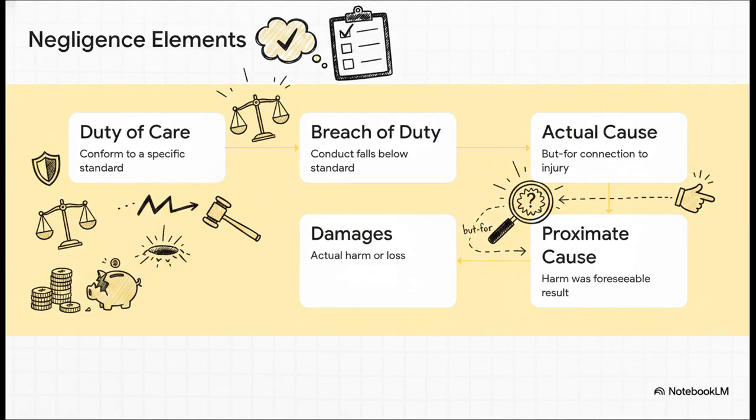First, duty of care. Did the defendant owe the plaintiff a duty to conform to a specific standard of conduct? Second, breach of duty. Did the defendant's actions fall below that accepted standard? Third, actual cause. Was there a direct, literal, but-for connection between the conduct and the injury? Fourth, proximate cause. Was the resulting harm a foreseeable result of that breach? And fifth, damages. Did the plaintiff suffer actual harm or loss?